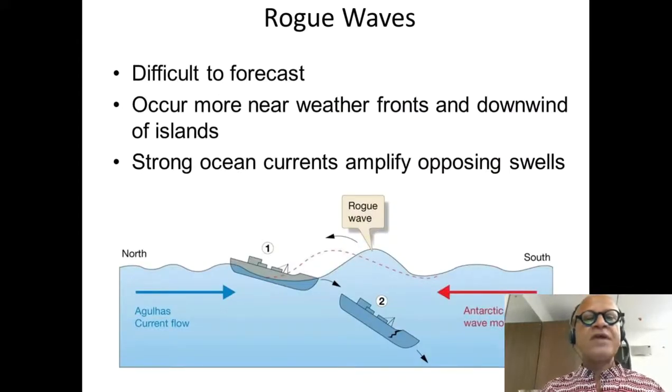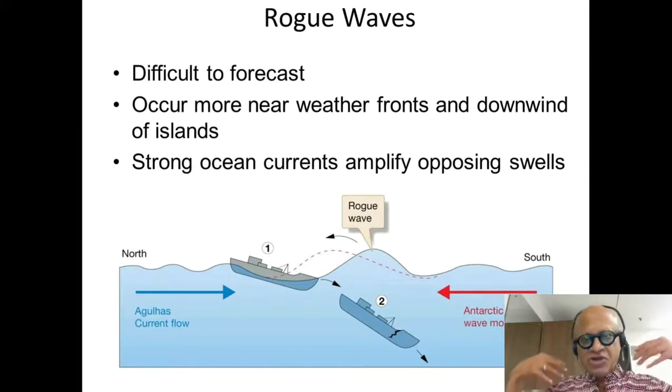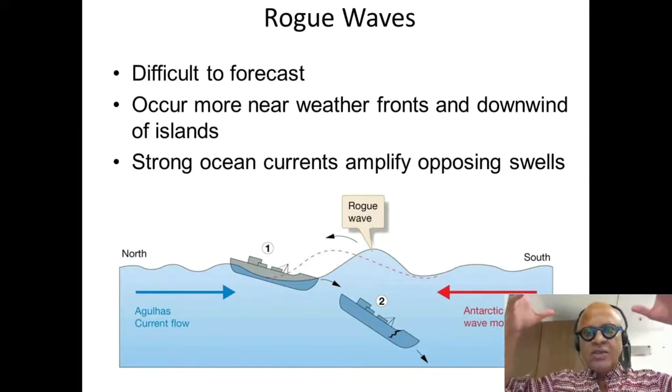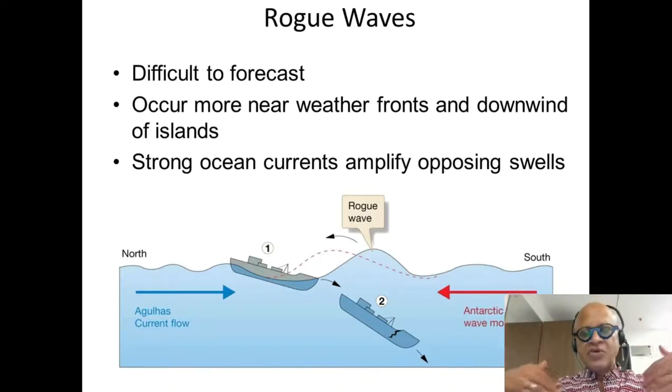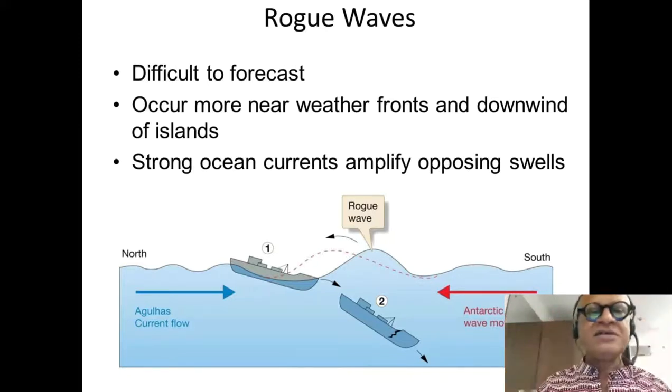So what happens in a rogue wave? They are difficult to forecast because you don't know exactly which waves are going to manage to constructively interfere to produce these massive rogue waves out of nowhere. They tend to occur more near weather fronts and downwind of islands, because islands generate waves as the winds blow. The islands act as a blockage that then produces downstream waves. So downwind of the islands you have waves, and oftentimes they're also combined with currents which are pushing against the waves, and the waves can rise. Weather fronts produce these kind of convergences that we talked about.